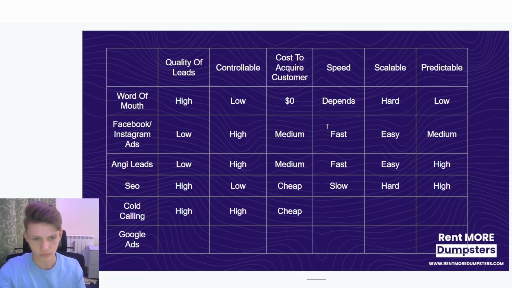And that's cheap. The speed of how fast you're going to get those type of clients, those realtors, those contractors, I would say the speed is slow. You don't get those type of customers that often. So speed's slow. How scalable it is, again, it's pretty hard, because the only way to scale is by doing more phone calls.